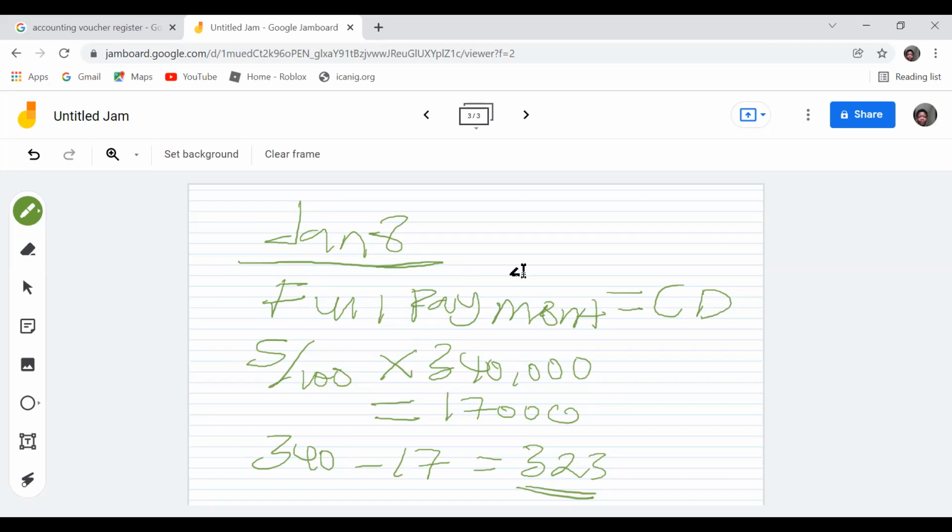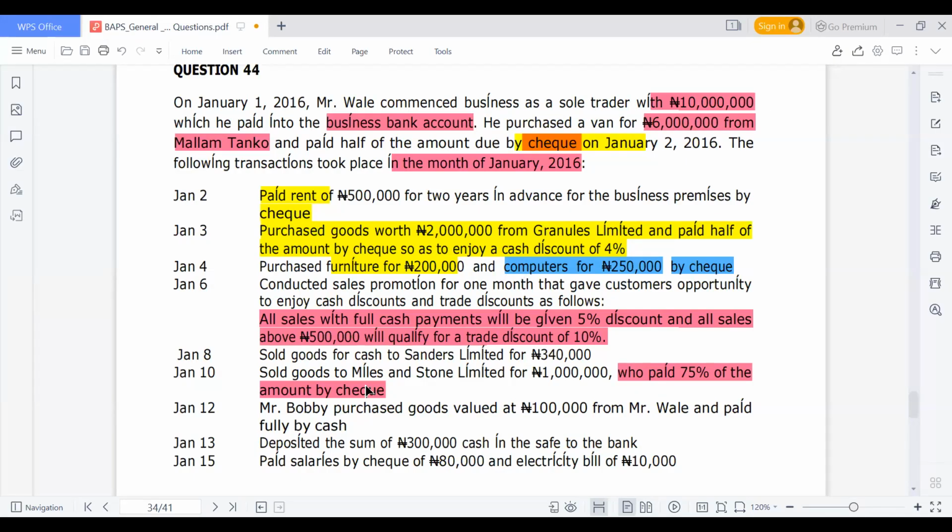All right. So on the 10th now, sold goods to Miles and Stone for 1 million, who paid 75% of the amount by check. So you can see now in this particular transaction, please ask yourself: does it qualify for cash discount, or does it qualify for trade discounts?